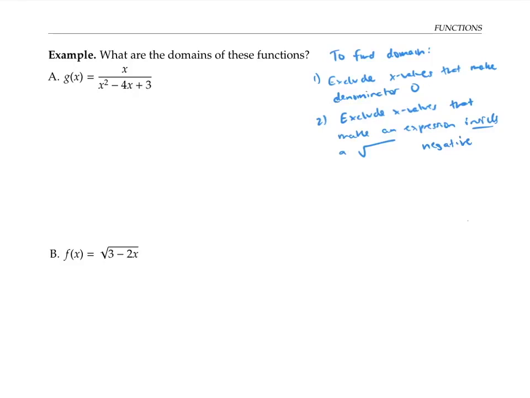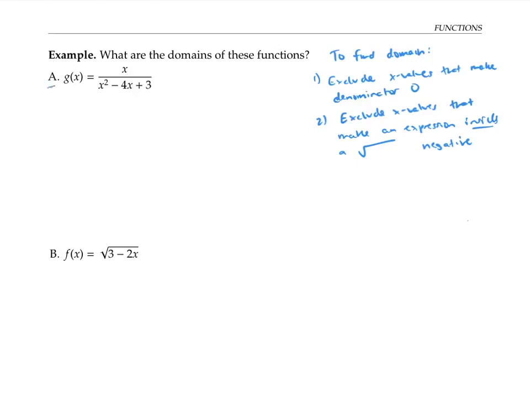In fact, we need to exclude values that make an expression inside any even root negative, because we can't take an even root of a negative number, even though we can take an odd root, like a cube root of a negative number. Later, when we look at logarithmic functions, we'll have some additional exclusions that we have to make. But for now, these two principles should handle all functions we'll see. So let's apply them to a couple examples.